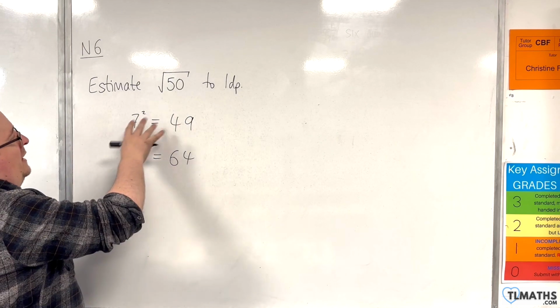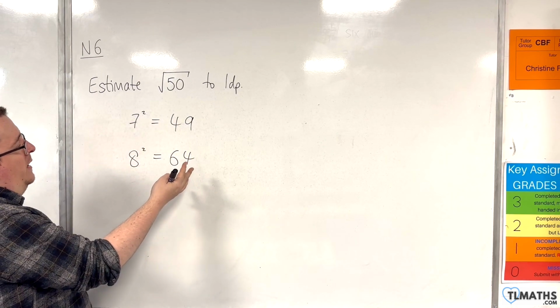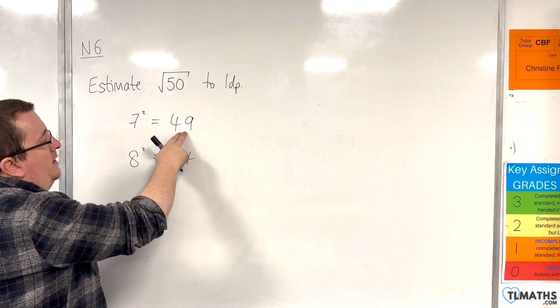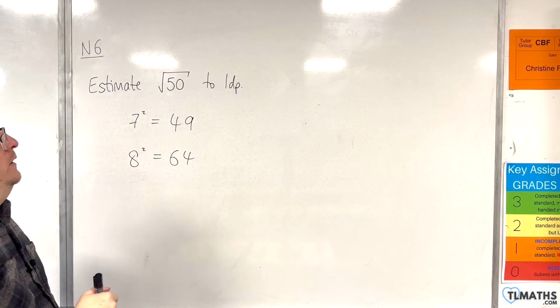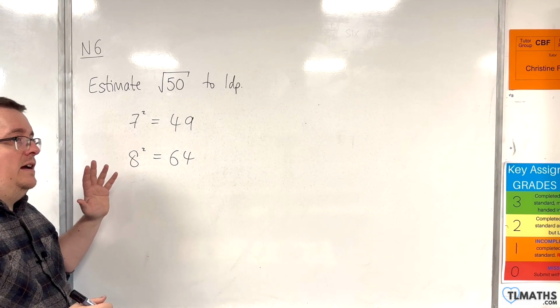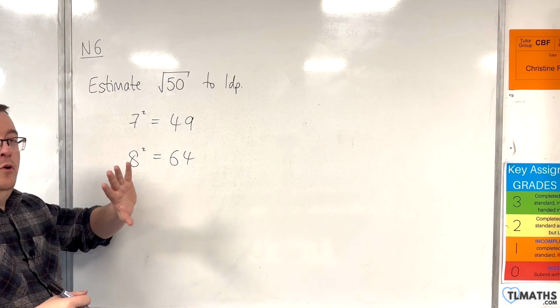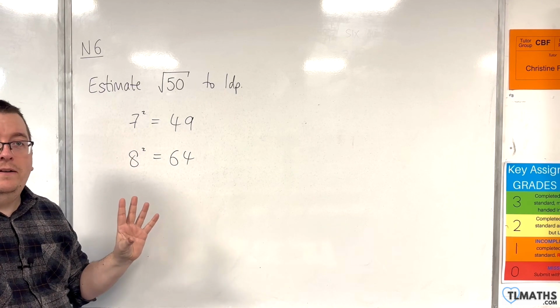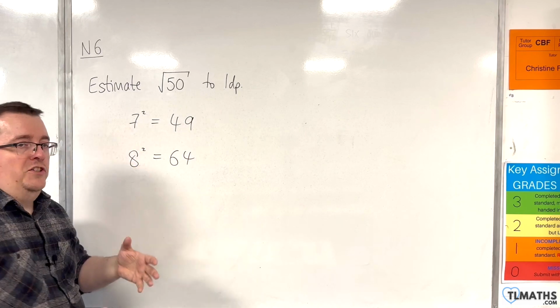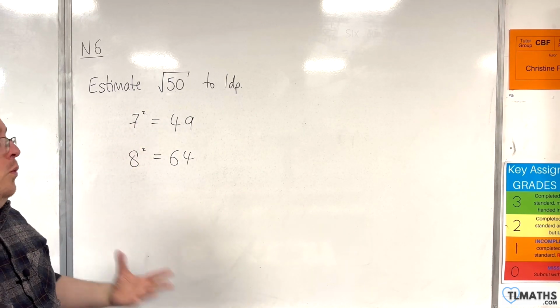Now, it's not going to be halfway between because 50 is closer to 49 than it is to 64. So it makes sense that it's going to be something like 7.1 or 7.2 or something like that. Okay? So I know that 7 squared is 49. So what I'll do is I'll take a look at 7.1 squared.